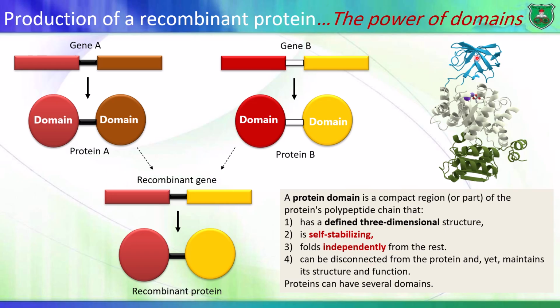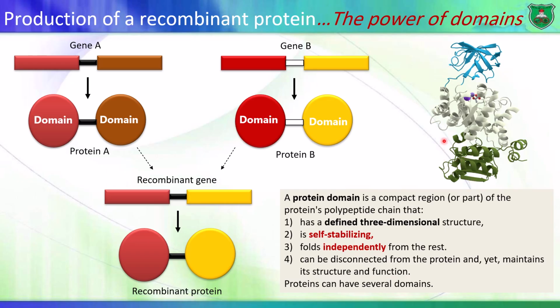Okay, so for example, here we have a protein, and it is composed of multiple domains. Here we have a domain, and here we have another domain, and in green we have a third domain. Now if we cut this domain out of a protein, it maintains its structure and it maintains its function as well. Okay, same thing with the other domains.